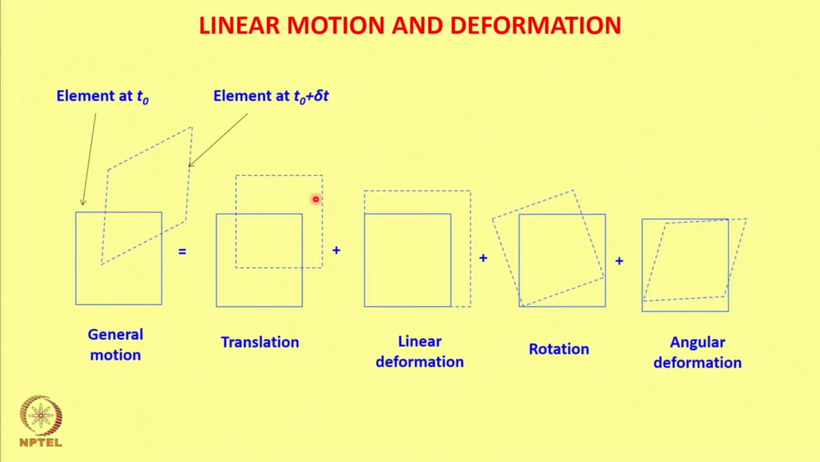In translation, you see the shape has not changed, it has just moved from one location to another. In linear deformation, whatever surfaces were perpendicular continue to be perpendicular, only the size has changed. In rotation, there is no deformation, it has only rotated. Neither angular deformation nor linear deformation is there in rotation. In angular deformation, you see the angle has changed. It was perpendicular here, these two, but here they are no longer perpendicular. So when a fluid motion takes place, the fluid particle undergoes translation, linear deformation, rotation and angular deformation.